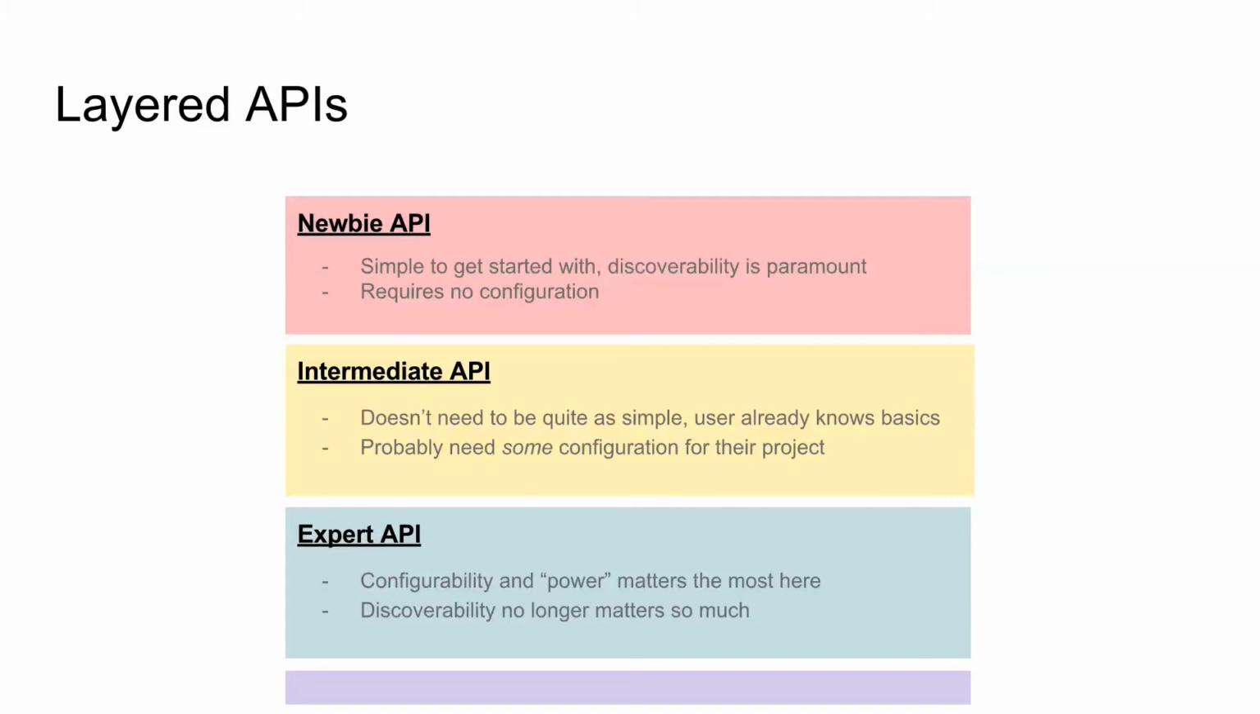Second level is where configuration suddenly becomes important, because to actually integrate into whatever enterprise project they're using or whatever VPN, they're going to need to configure something, and that needs to be possible. Next level, maybe the configurability and flexibility matter the most, and discoverability totally doesn't matter at all.